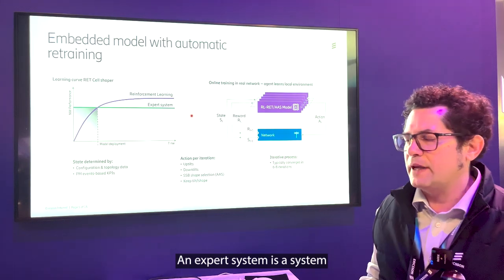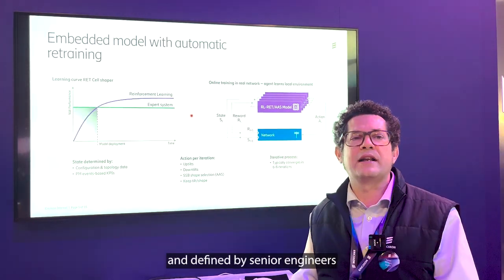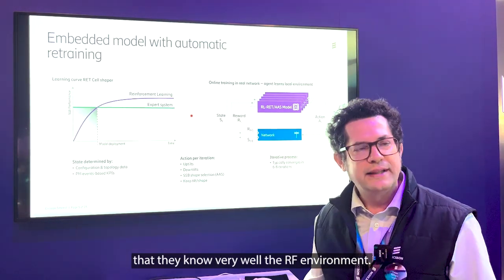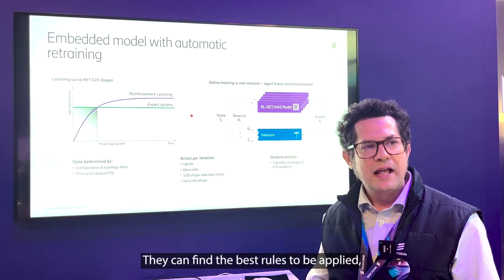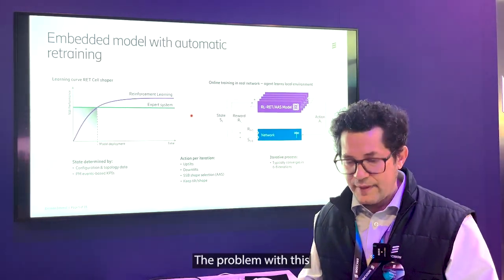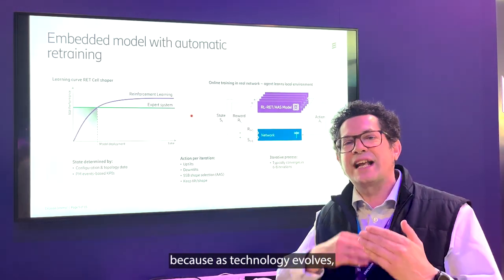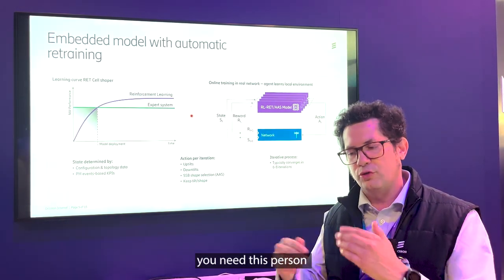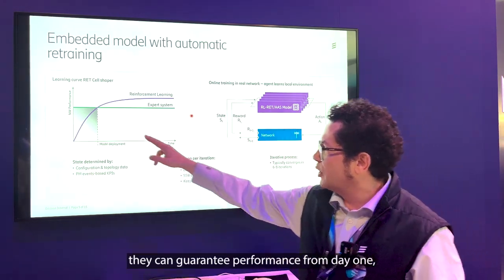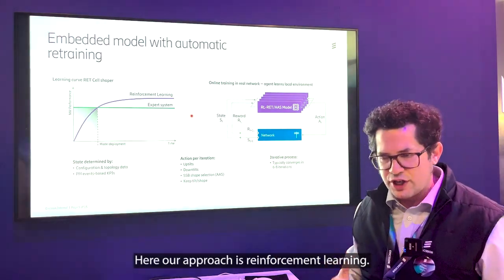An expert system is a system that is typically based on rules defined by senior engineers who know the RF environment very well. They can find the best rules to be applied, and therefore they somehow transfer their knowledge to these rules. The problem with this is that these rules, first of all, are very costly to maintain, because as technology evolves, you need this person to update them. Therefore they can guarantee performance from day one, but they will not evolve. Here, our approach is reinforcement learning.